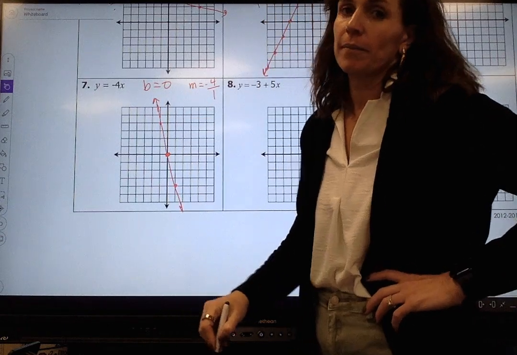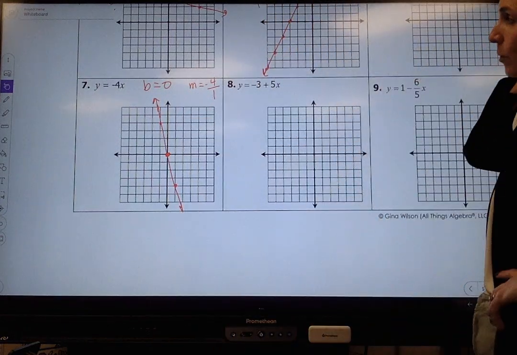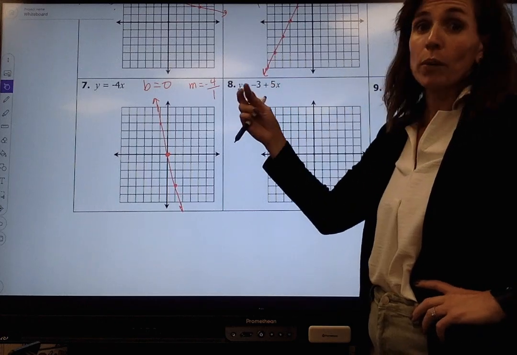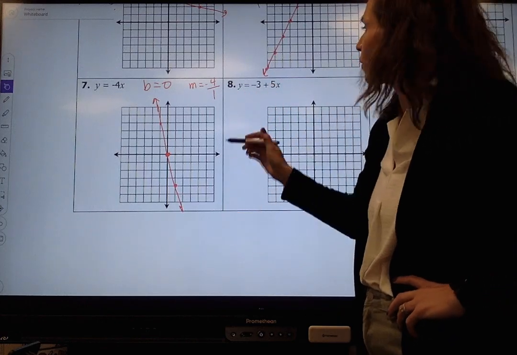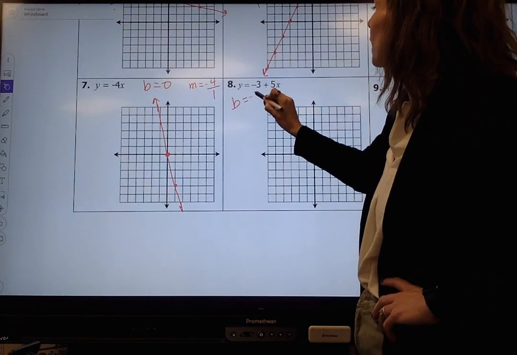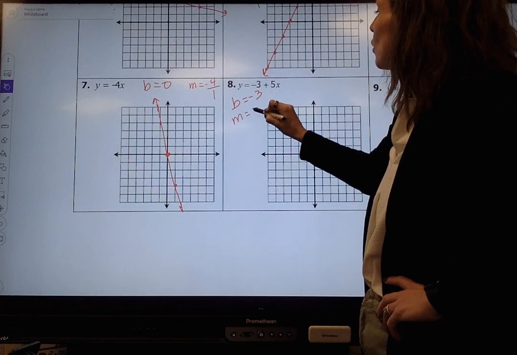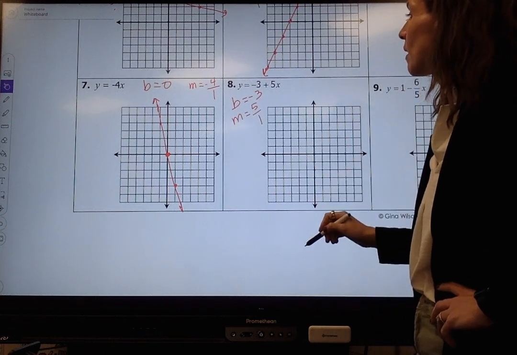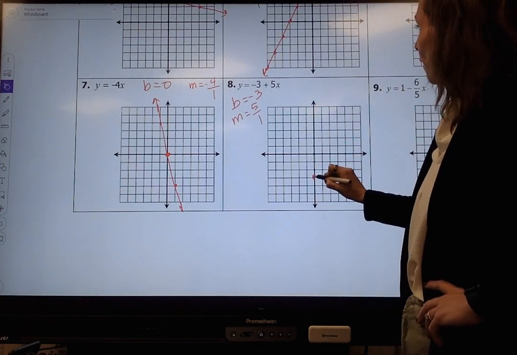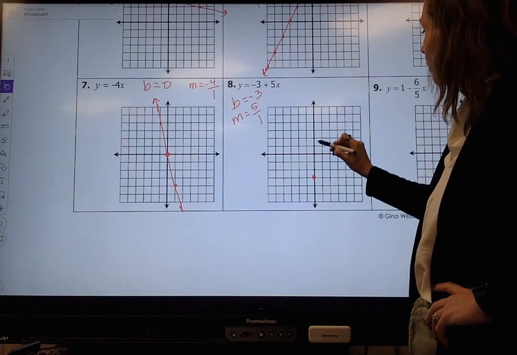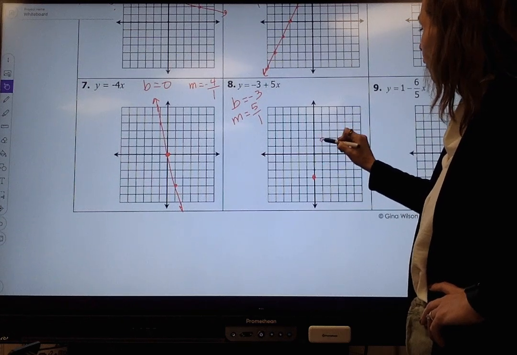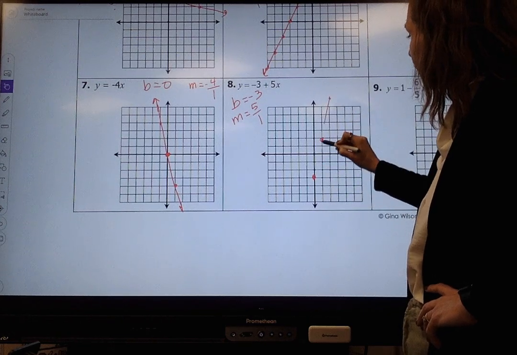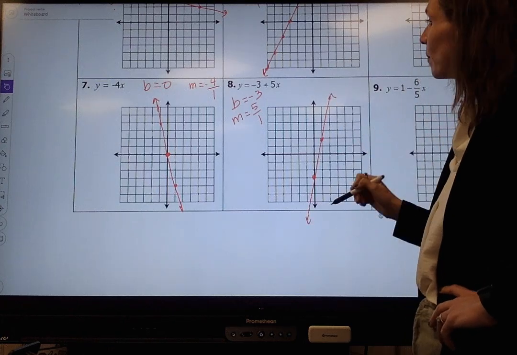Arrows on both ends. Okay, all right, let's look at number 8. They reversed the order, but remember your beginning point is that constant term, so b equals -3, and my slope is 5 over 1. Again, I want to see that ratio. So I begin graphing at -3. My slope is up 5 over 1. It's going to go off the graph, and that's okay.